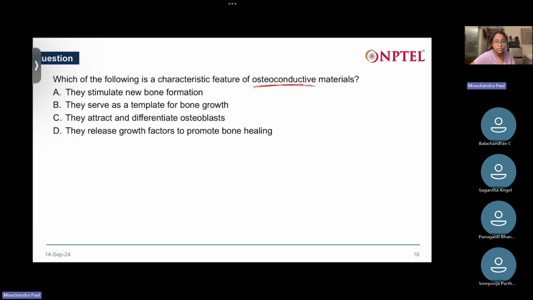B. Yes, you are correct. Osteoconductive materials means it should act as a template for bone growth. And then the subsequent processes like osteoinduction and osteogenesis will happen.